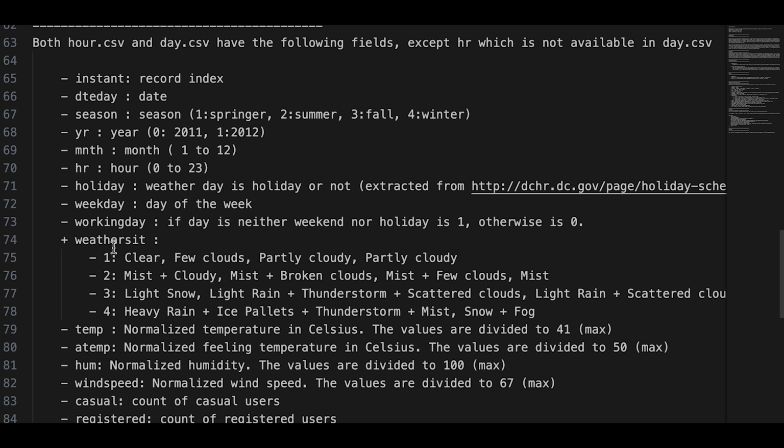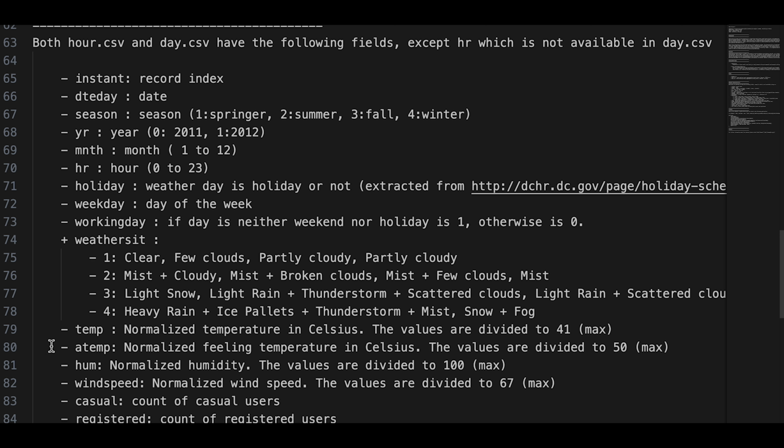And in weather situation, we have four values: 1, 2, 3, and 4. Each corresponds to a specific weather situation. If it is 1, it means the sky is clear with very few clouds. If it is 2, then we can think of it as slightly cloudy. When it is 3, there is some snow. When it is 4, there is some heavy rainfall.